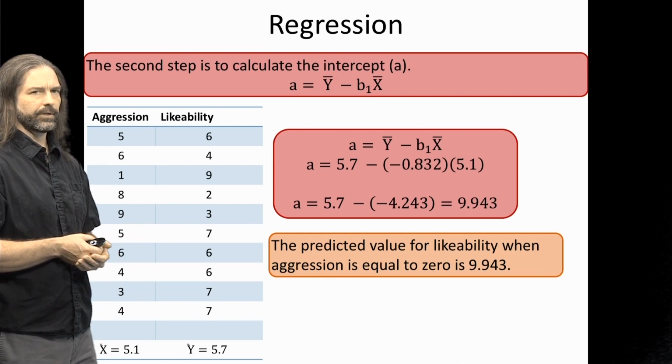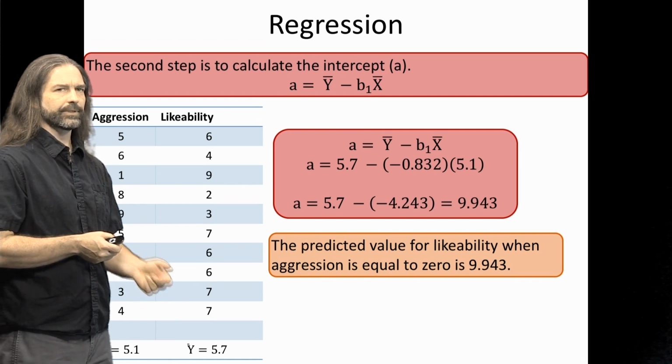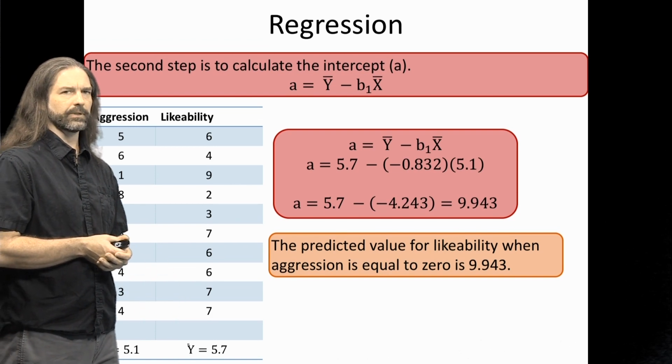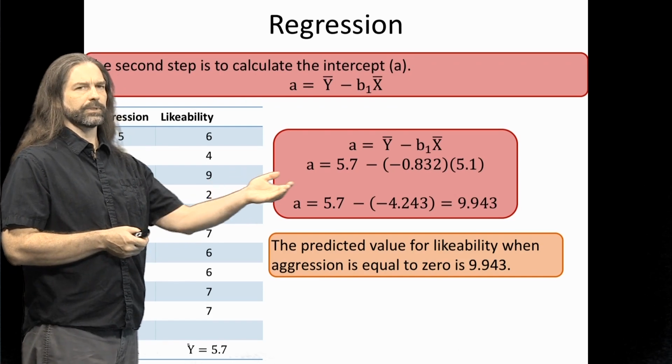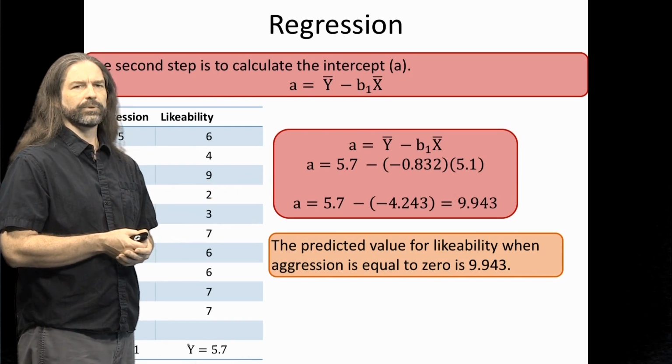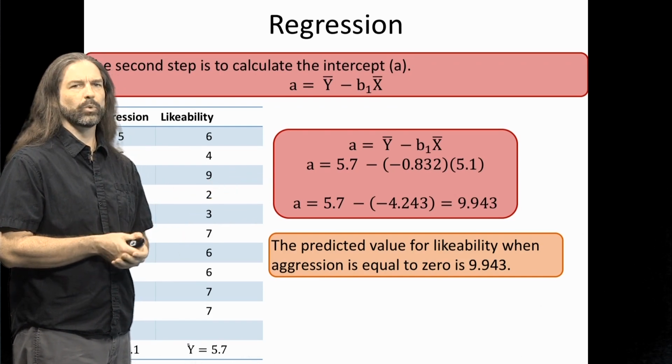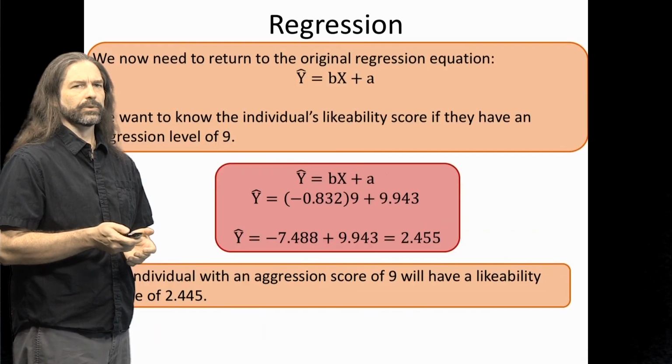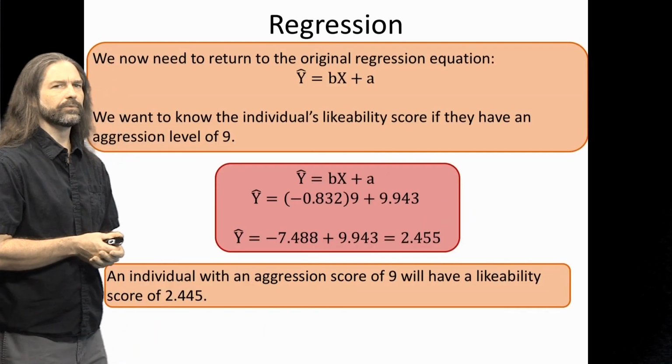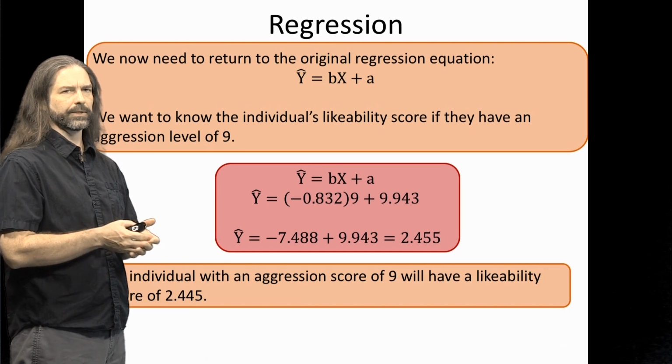So in the earlier videos we calculated that the average aggression score is 5.1 and the average likability score is 5.7. We then simply put all those into the equation and we come up with an a value of 9.943. So at this point, we have most of what we need for the regression equation.